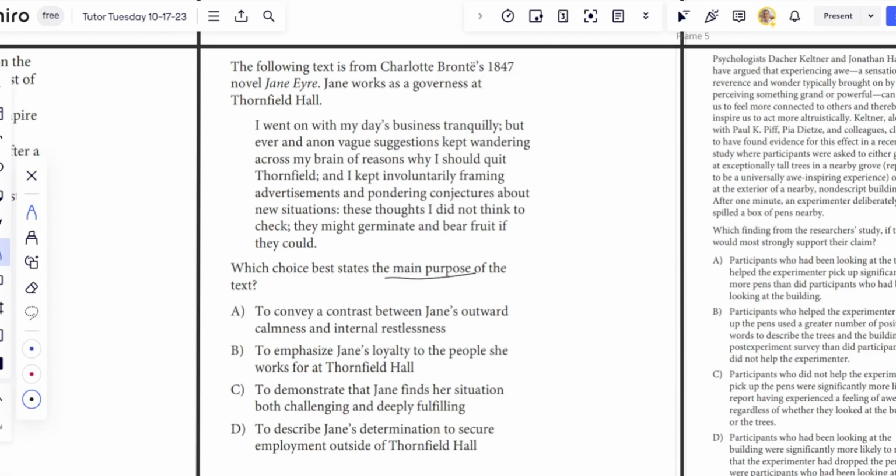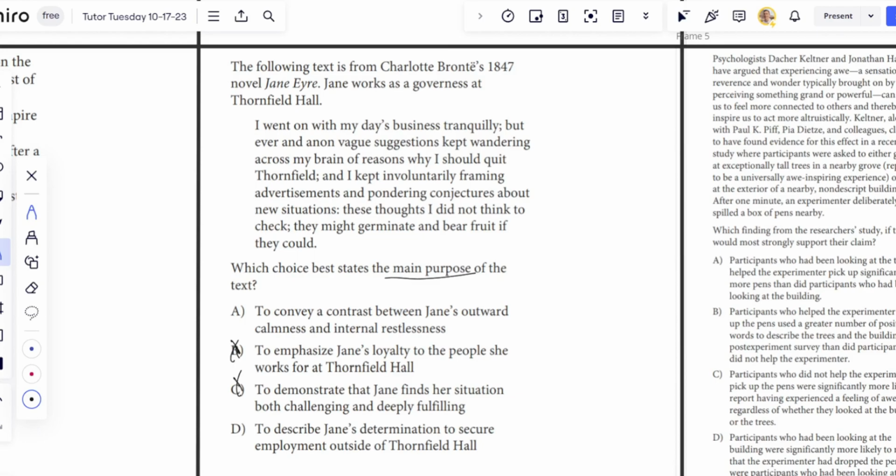So it seems like there is a little bit of a contrast here, but let's just check the other answer choices. Emphasize her loyalty. No, that's not true. She was thinking about quitting. Demonstrate she finds her situation challenging and fulfilling. Maybe challenging. I don't see that it was very fulfilling to her. Describe her determination to secure employment outside.